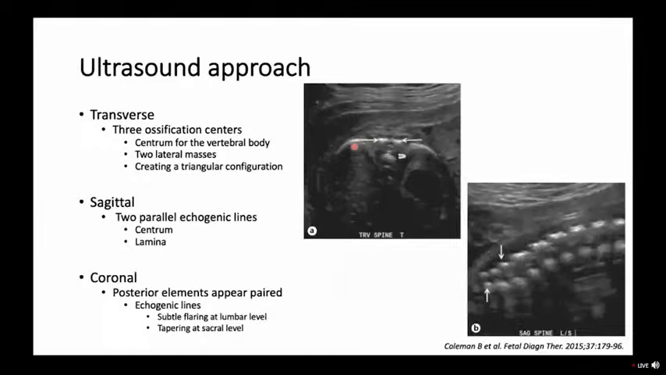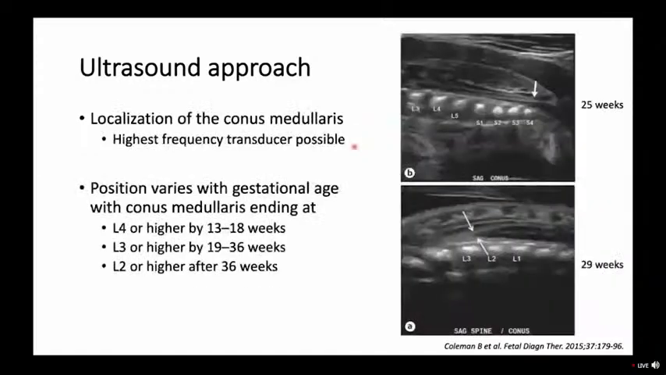Again, how should we be looking at the spine? Transverse, sagittal, coronal. Look at the vertebral bodies. Look at the skin edge, coronally look at any changes in the bony structure of the vertebrae. Look for that conus medullaris. You know, at early pregnancy, it's down low. By mid trimester, third trimester, it should be up towards L2, L3.